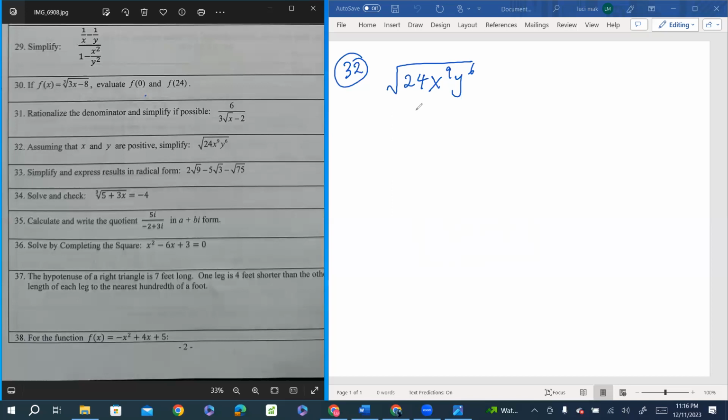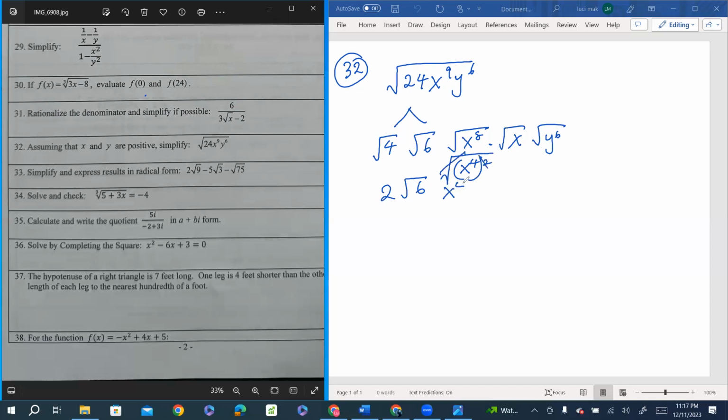24, does it have a perfect square factor? Squares are 4, 9, 16, and so on. So this has a 4, right? So we can do square root of 4 and 6. X to the power of 9, we can simplify that as x to the power of 8 times an x. Y to the power of 6 is already a perfect square. So y to the power of 6 is good. So square root of 4 is 2. So radical 6 remains. Here, x to the power of 4 squared and square root, and this cancels out.